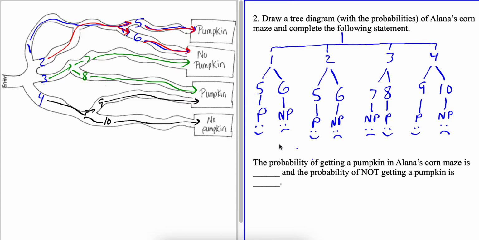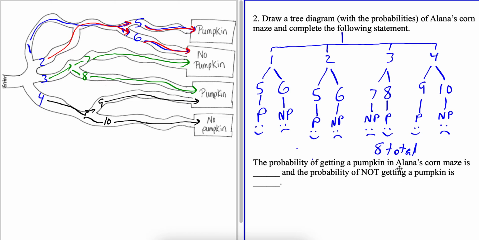So, if we were to count this up, we have 1, 2, 3, 4, 5, 6, 7, 8 different total choices here that can lead to pumpkins and no pumpkins. Put a little note here. I like putting little notes. 8 total. Because when you do probability, you got to have that total.